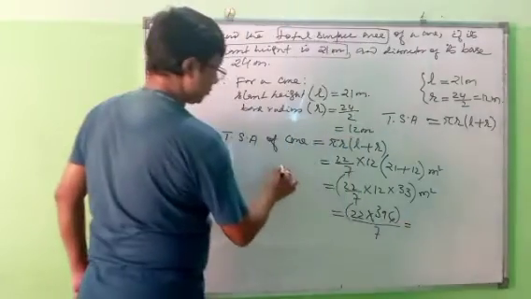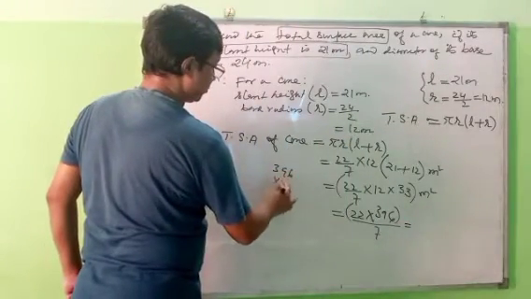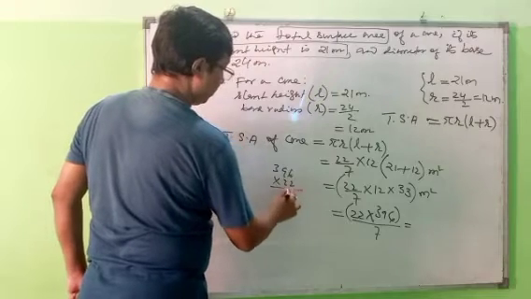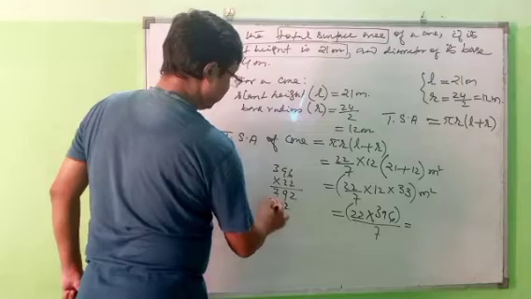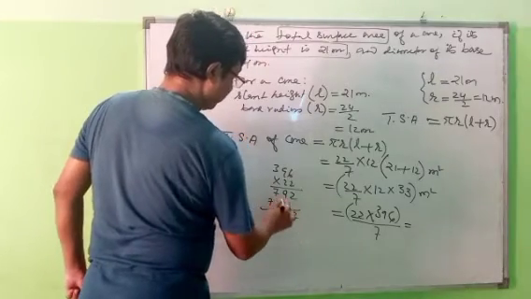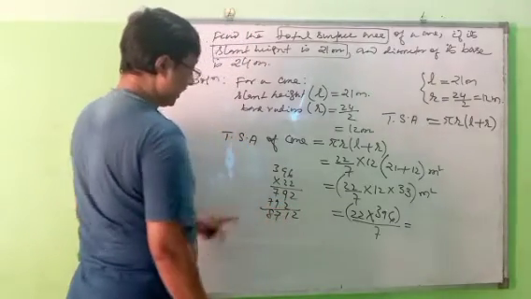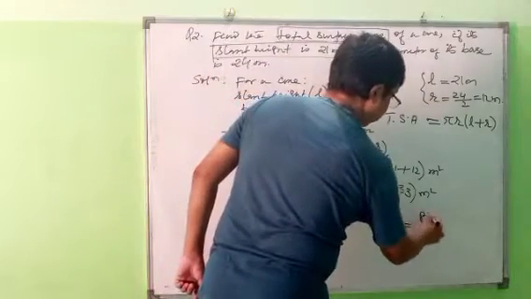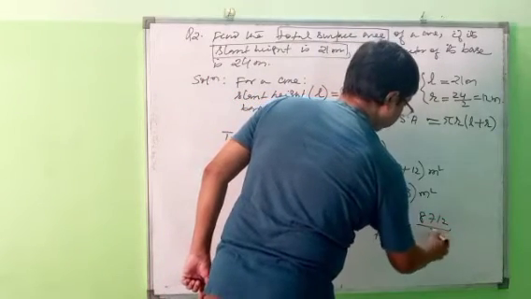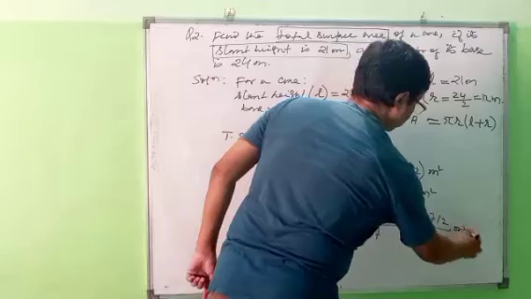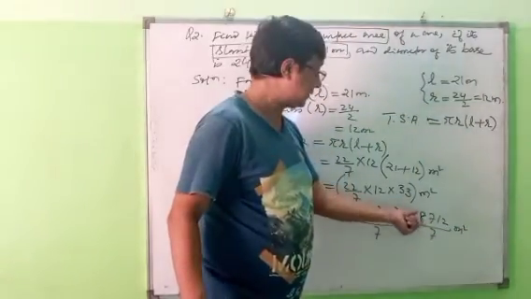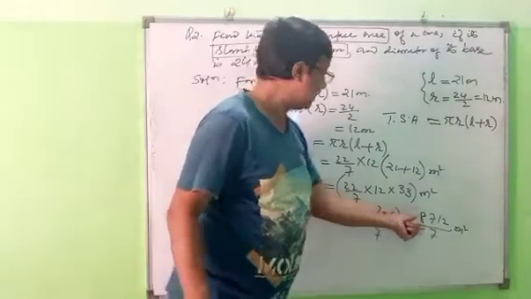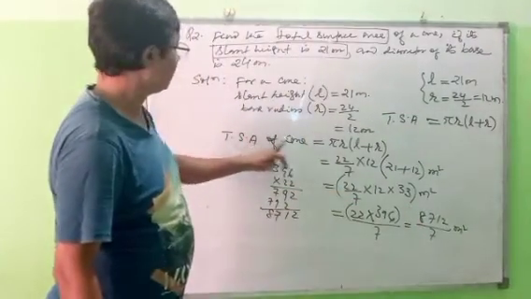So equals 396 into 22. So it will be 12, 9, then 7. So 297. So it will be 2, 1, 78. So 8712. So 8712 divided by 7 meters square. So by dividing, you will get the answer in decimal. Whatever answer you get in decimal, that will be the total surface area of the cone.